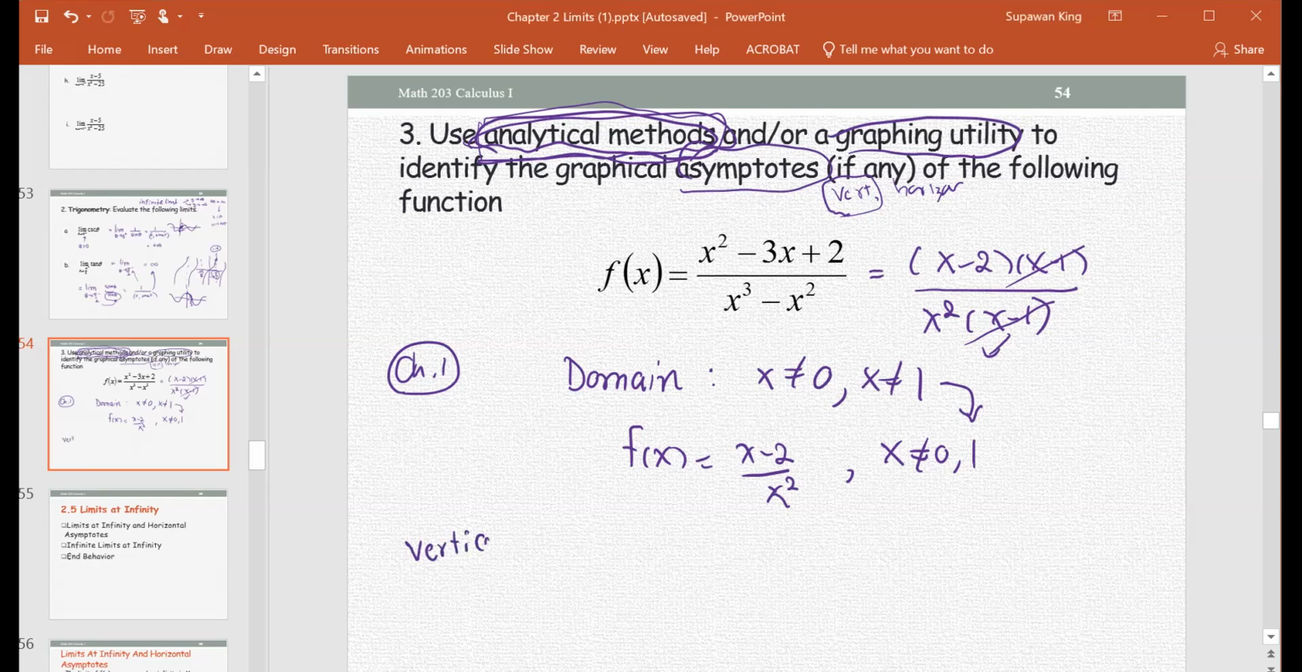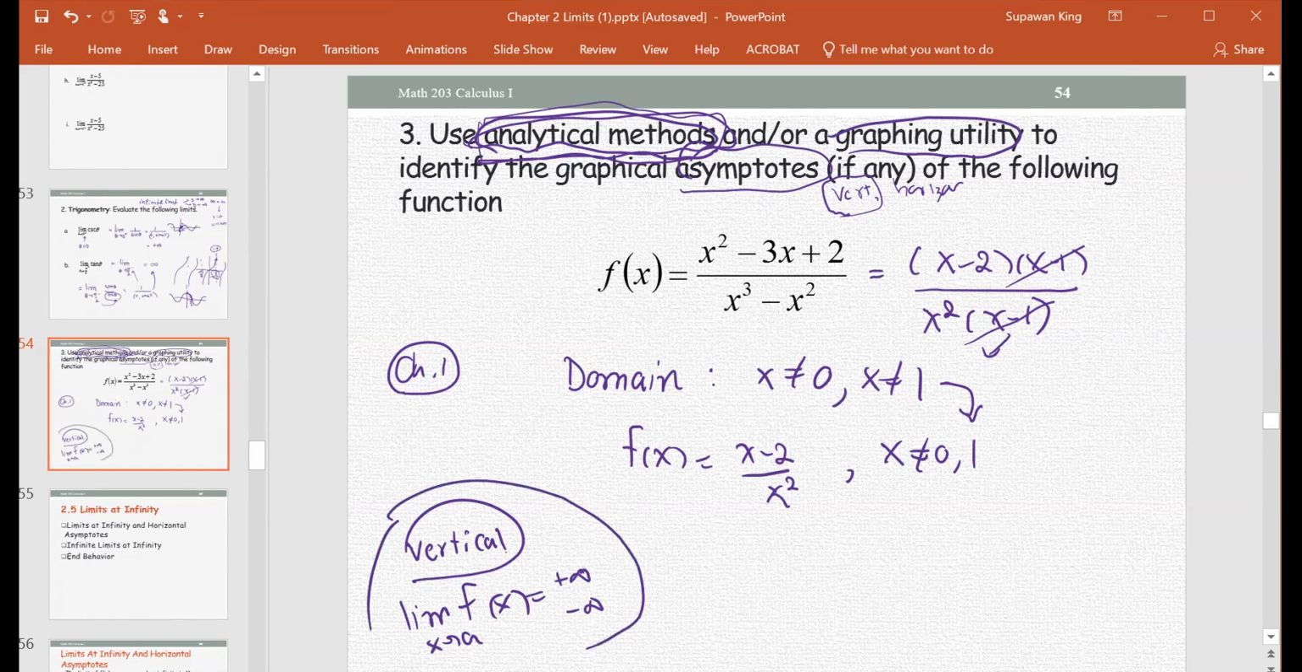To find the vertical asymptote, we know it can be found by finding the limit of the function as x approaches a being either positive infinity or negative infinity. That's the recap for this section, 2.4: an infinite limit at x equals a gives your vertical asymptote. With the function x minus 2 divided by x squared, we know the bottom cannot be 0. That's the target.